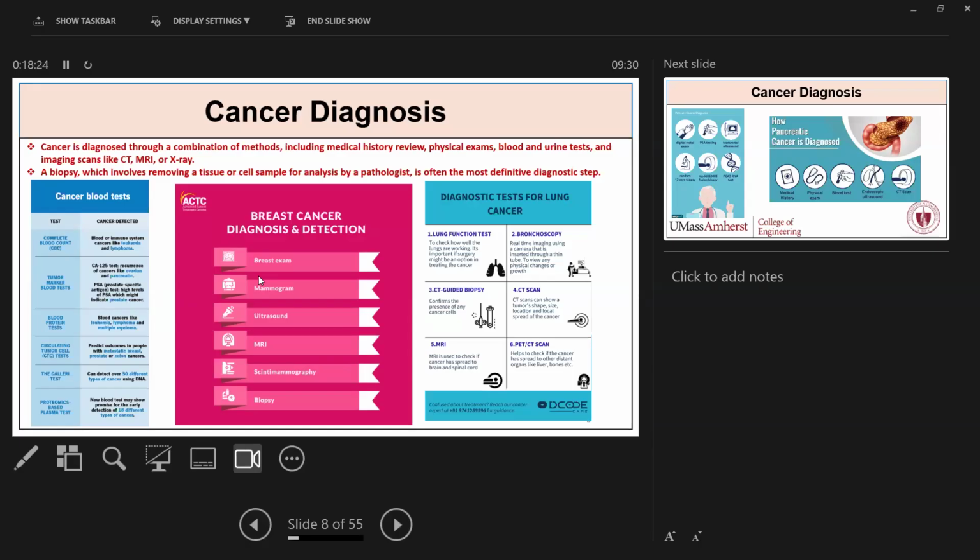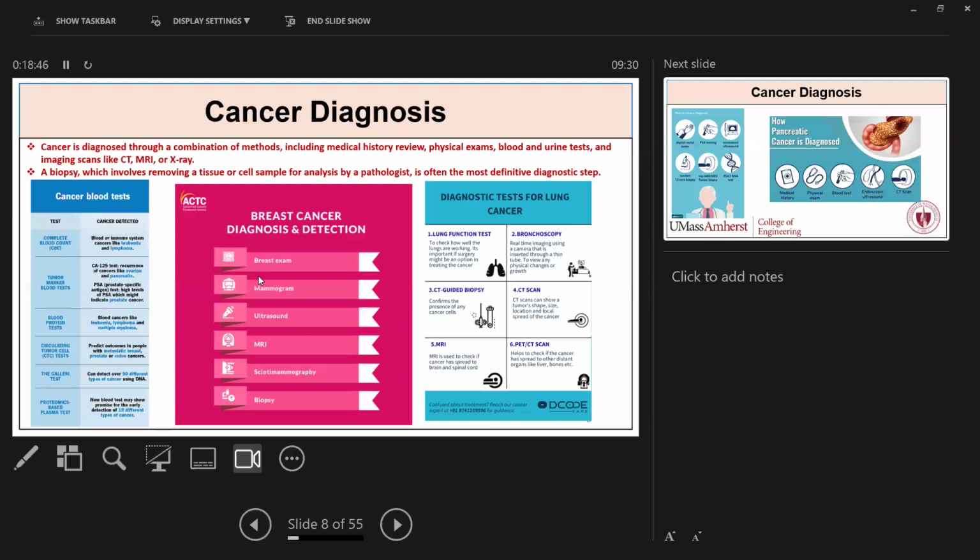And then they do cancer blood tests. So what are the types of blood tests they do? With different blood count levels, tumor marker blood test, blood protein test, CTC, Galleri, proteomics-based plasma test. So this is mainly for lung cancer in general.